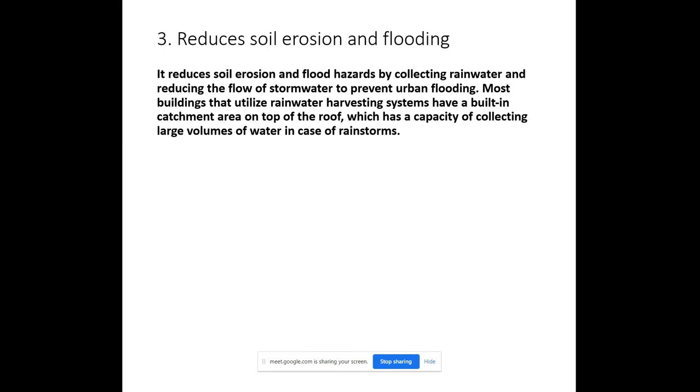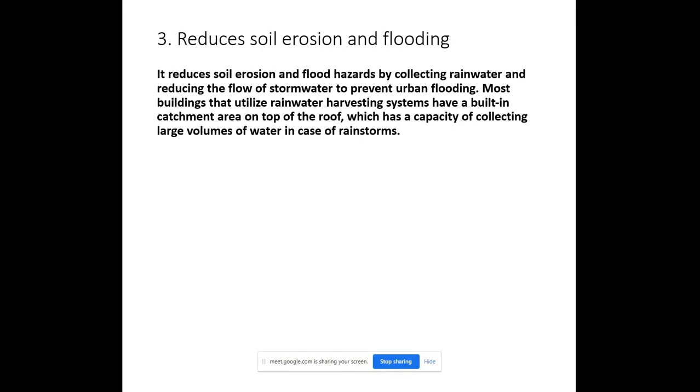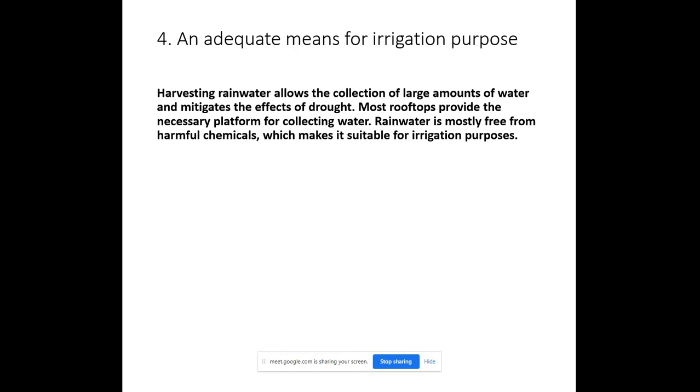flooding. Most buildings that utilize rainwater harvesting systems have a built-in catchment area on the top of the roof which has the capacity of collecting a large volume of water. It reduces the demand of groundwater. Another benefit is that it increases the productivity of the aquifer, resulting in a rise of groundwater levels and reduces the need for potable water. It also helps in irrigation purposes. Rainwater harvesting allows the collecting of a large amount of water and mitigates the effect of drought.